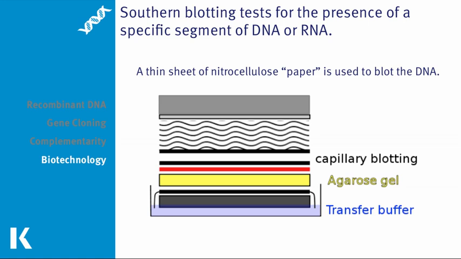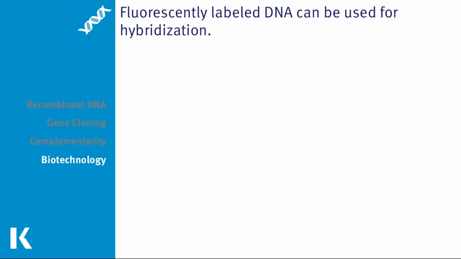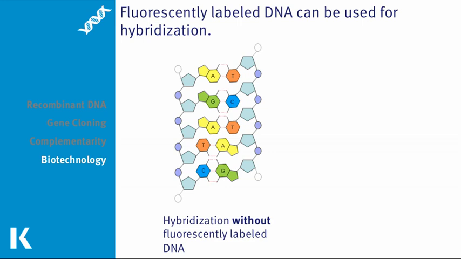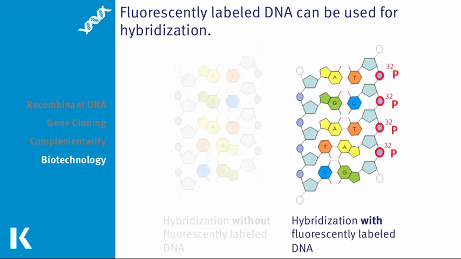A sheet of nitrocellulose paper is used to blot the DNA segment out of the gel and onto the membrane. A hybridization probe is placed on the membrane to determine if the desired piece of DNA is present in the experimental sample. Many biotechnologies, including Southern blotting, utilize fluorescently labeled DNA. At a molecular level, a hybridization probe binding to experimental DNA during Southern blotting is just like the hybridization of any 2 strands of DNA.